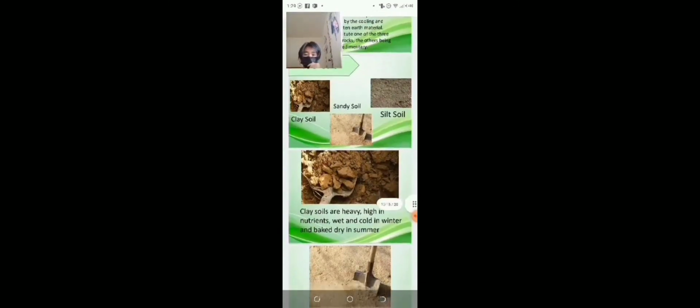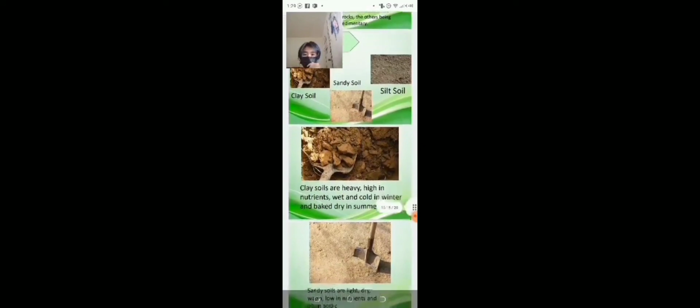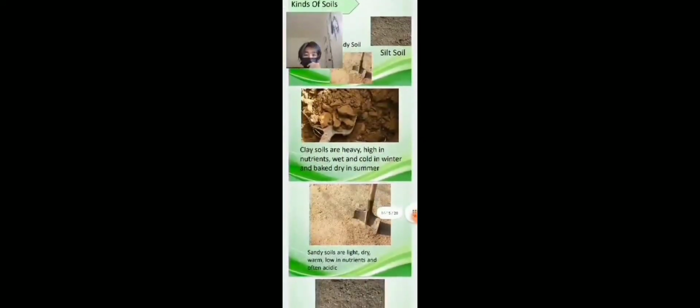Kinds of soil: clay soil, sandy soil, and silt soil. Clay soils are heavy, high in nutrients, wet and cold in winter, and baked dry in summer. Sandy soils are light, dry, warm, low in nutrients, and often acidic. Silt soils are light, dry, warm, low in nutrients, and often acidic.